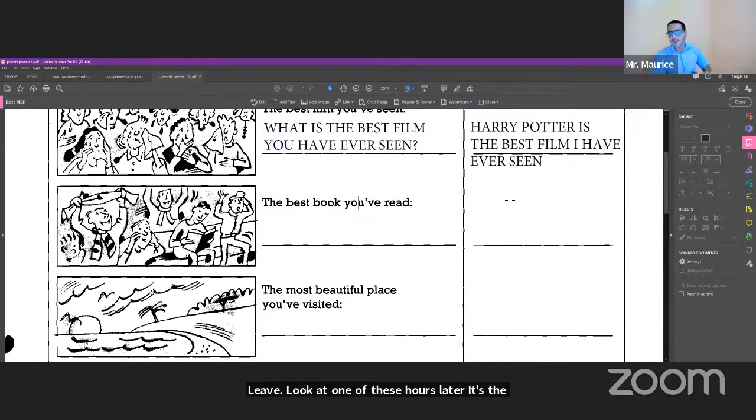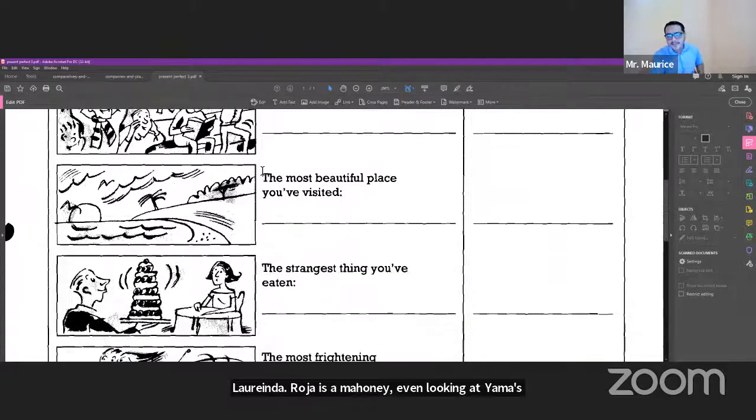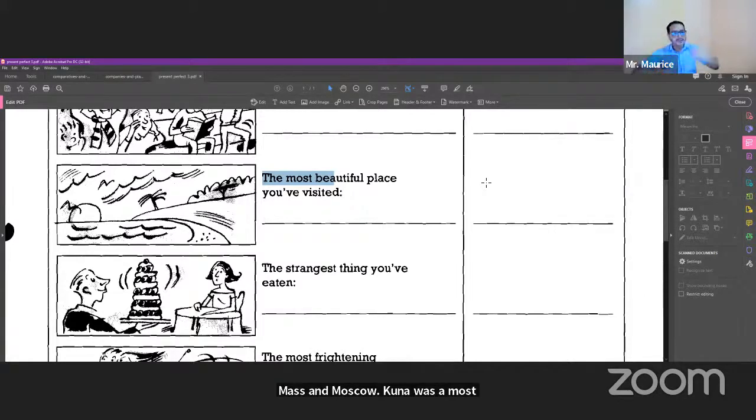As an example. In the same way, what is the most beautiful place you have ever visited? The most beautiful place we have ever visited is... Okay, and get a picture. I need you to get pictures.